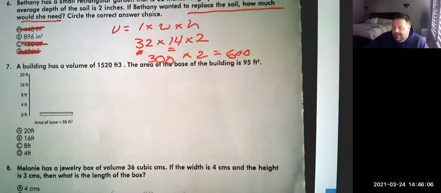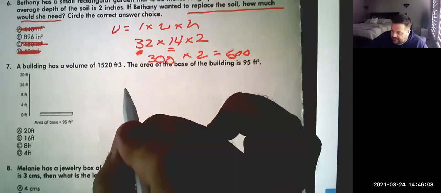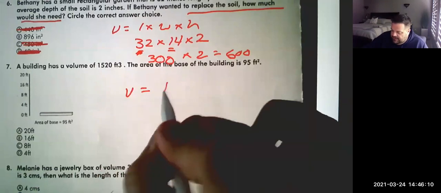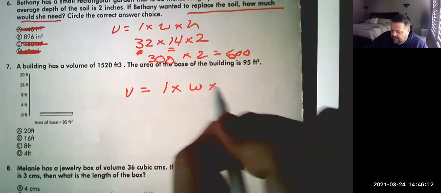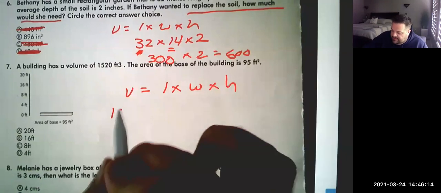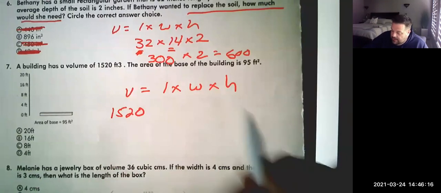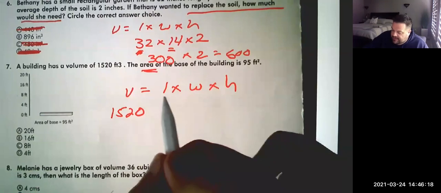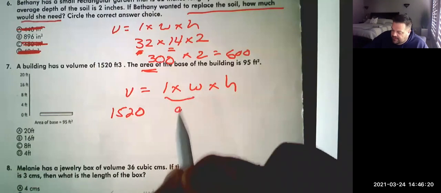Okay, number 7, they're giving us, let's see, volume equals length times width times height. They're giving us the volume. Now they're giving us the area. That's the length and the width together, right? We know is 95.